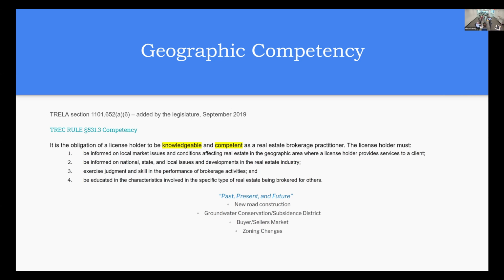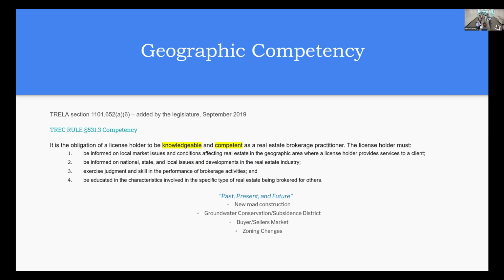Our house is 74 feet above sea level. In Galveston, it's a foot or inches above sea level, it's still a flood. You need to be knowledgeable and competent, informed of local market issues and conditions in the geographical area, and what's going on in the nation and the state.